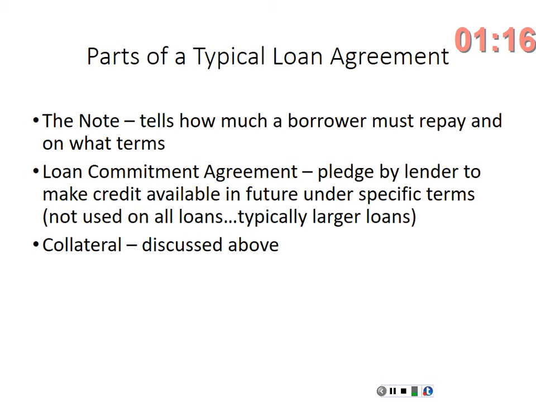And then the different parts of a loan agreement. Again, I'm just going to rush through this. You can take a look at it later if you want to. A loan agreement is going to have a note. It tells how much the borrower must repay and on what terms. The loan commitment will be a pledge by the lender to make credit available in the future under specific terms. So not all loans have this. What kind of collateral is securing the loan, or is any collateral securing the loan?